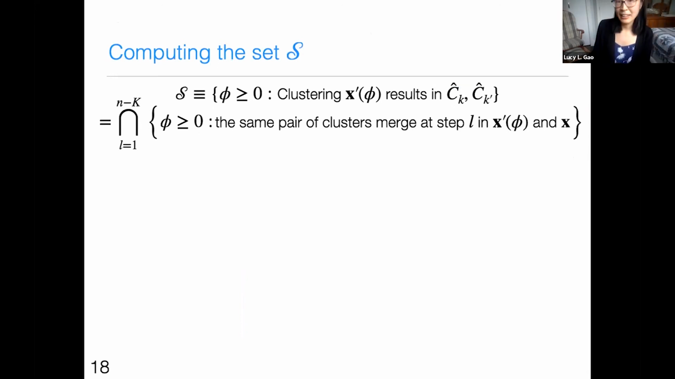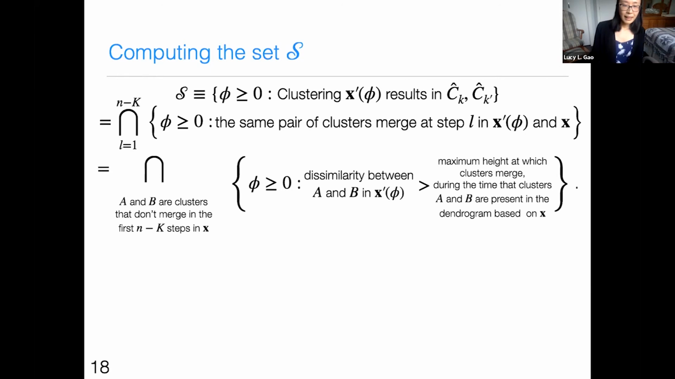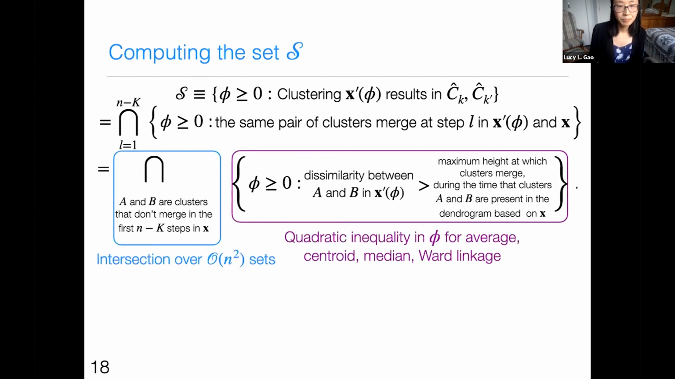And this is really the key result that gives us a strategy for how to explicitly compute this set S for hierarchical clustering. The basic idea is we look for x prime of phis where the hierarchical clustering algorithm is going to do the exact same thing up to the n minus kth step. And that allows us to rewrite this as an intersection over n squared sets, basically all of the cluster pairs that lost and were not merged in each of the n minus kth steps. And it turns out that for many linkages, each of these sets is the solution set of a quadratic inequality, which can be solved in constant time.